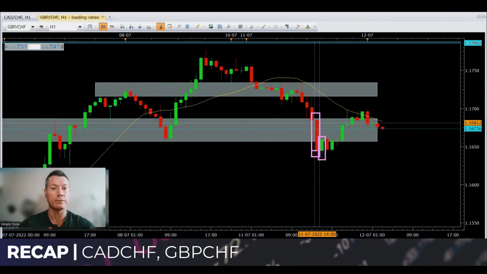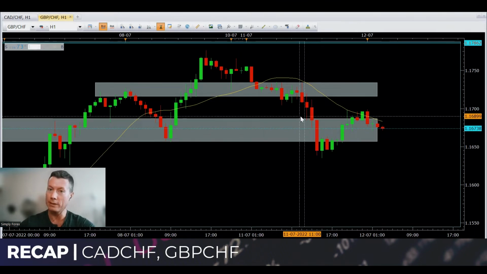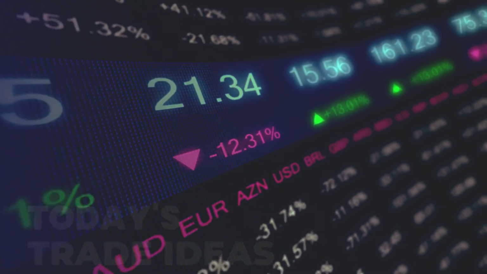All right, so we stayed out of this pair, but made nice money so far on the Canadian dollar Swiss franc as we're still in that trade. Let's take a look at today's trades now.